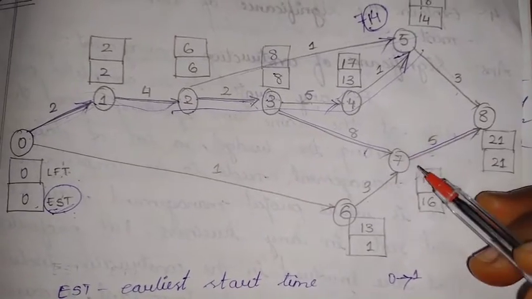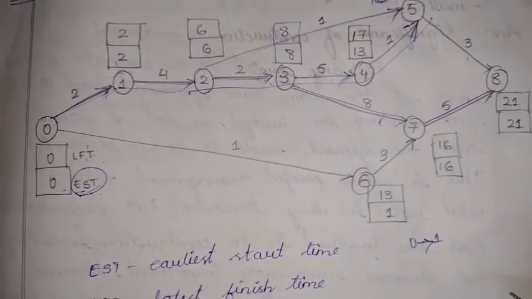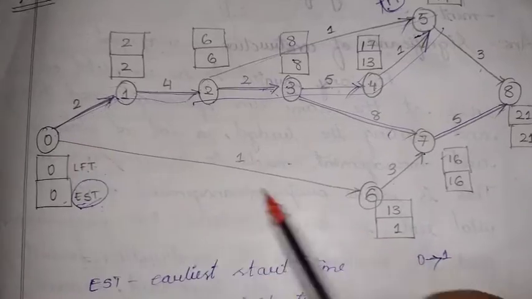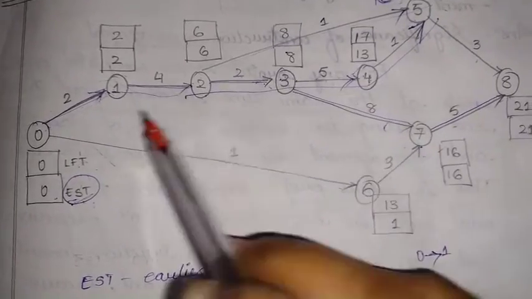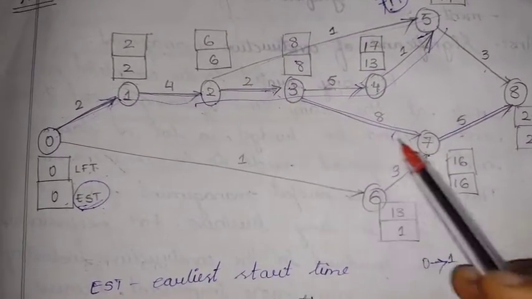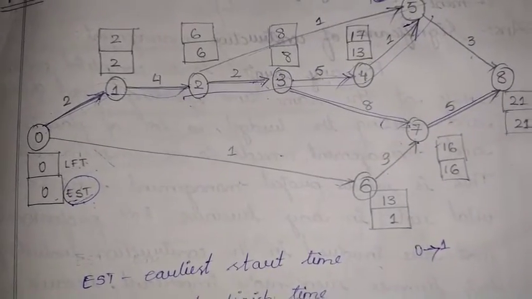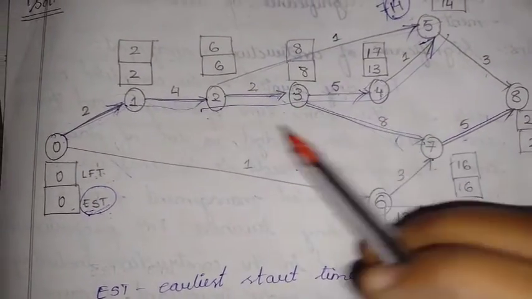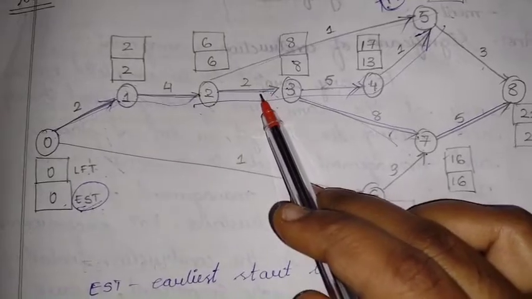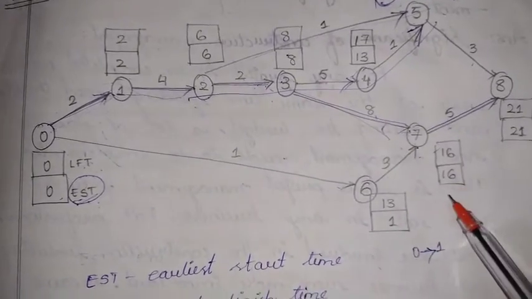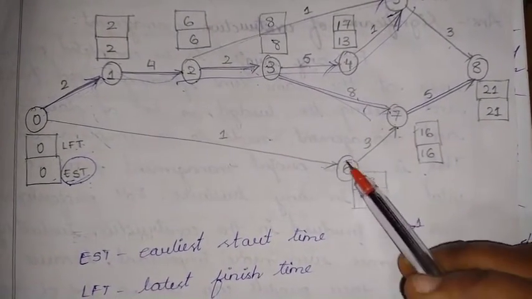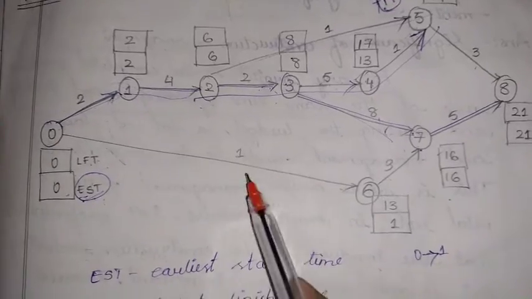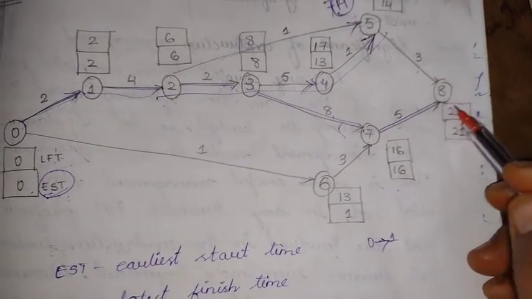Next, coming to 7, we again have two different paths over here. It is simply 1 plus 3, or 2 plus 4 plus 2 plus 8. So again we'll be taking the maximum one. So it is in this way: 2 plus 4, 6 plus 2, 8, 8 plus 8, 16. And coming to 6, we have only one way, that is 1, and 8.